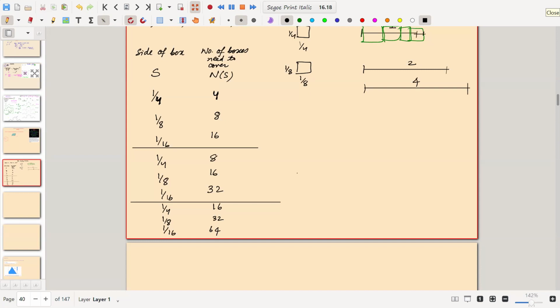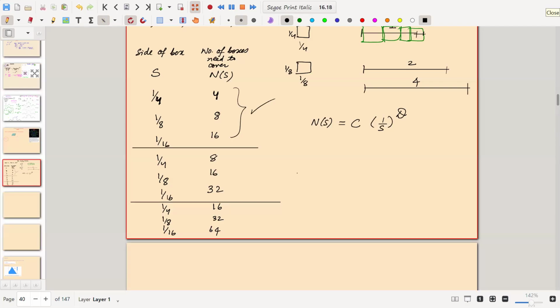From this data, you can establish a relation, that is N of S is equal to some constant C times 1 over S, the side of the box, to the power dimension. Okay. So see that when your dimension is 1, if you put D equal to 1, C equal to 1, then N of S is just 1 by S, which is exactly following this case, right?